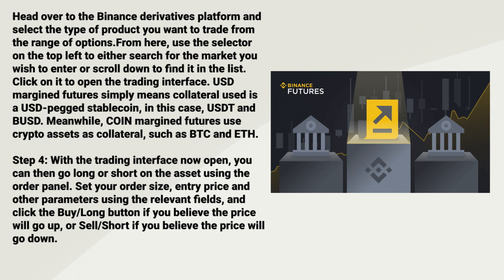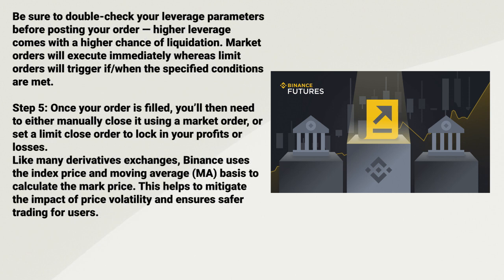Step 4. With the trading interface now open, you can then go long or short on the assets using the order panel. Set your order size, entry price, and other parameters using the relevant fields, and click the buy or long button if you believe the price will go up, or sell or short if you believe the price will go down. Be sure to double check your leverage parameters before posting your order. Higher leverage comes with a higher chance of liquidation.